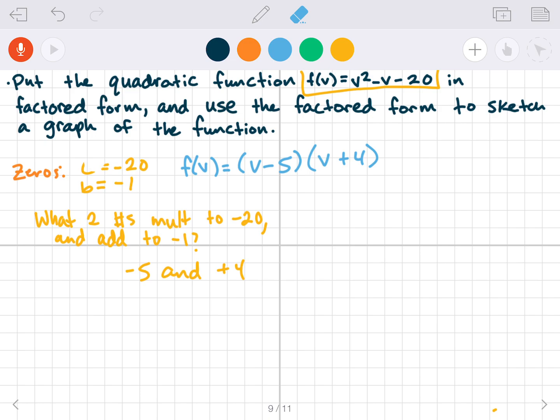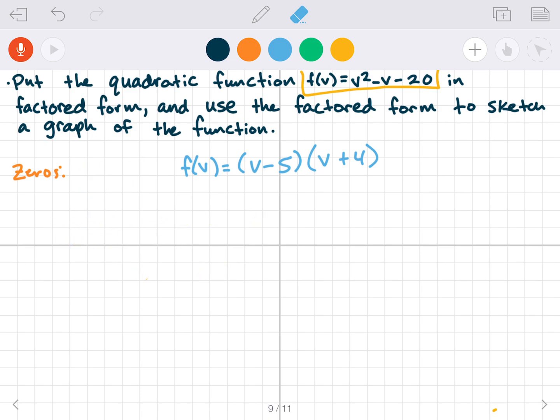So we can go ahead and find our zeros using this factored form by setting the y value, in this case it's f of v, equal to 0. So we have 0 equals v minus 5 times v plus 4, and we'll set these independently equal to 0 and solve for v.